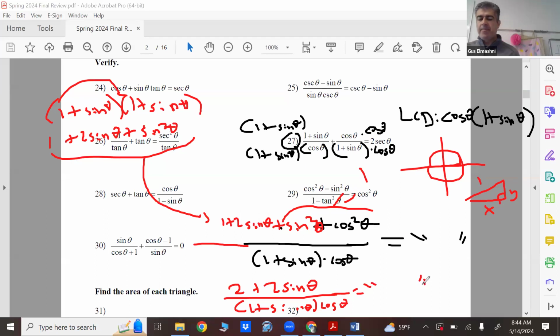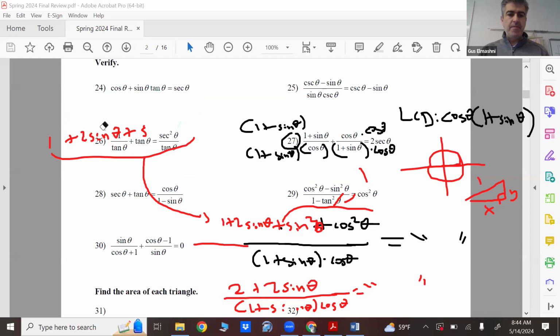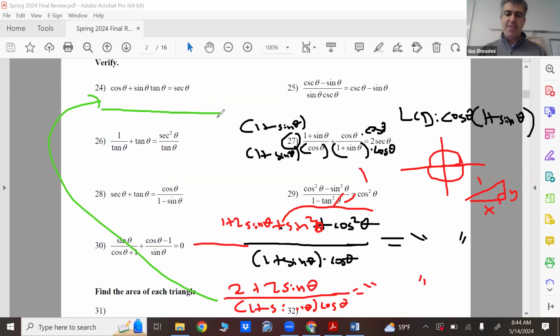What can you do with the top? What can you factor out? You have 2 plus 2 sine theta. What can you factor out? Come on, you guys. What can I factor out? 2. Thank you. And do you see something that goes away? I want that to go away because I don't see 1 plus sine theta on the other side. I know the 1 plus sine theta has to go. And I know cosine on the bottom is a secant. And now I got it. 2 secant theta. And now it's verified.